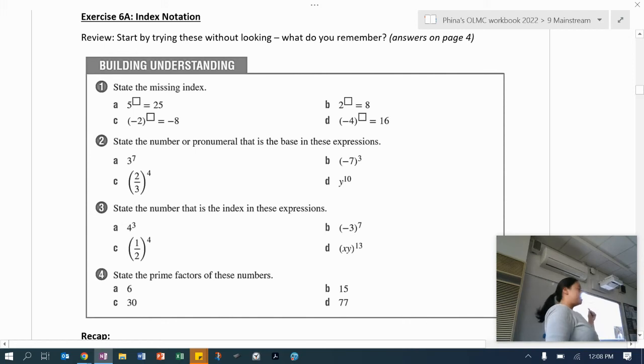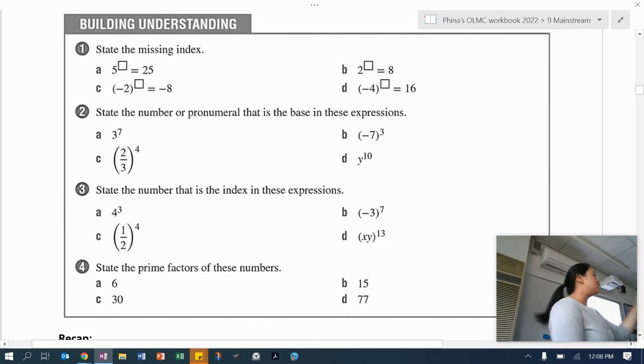We're going to just start by seeing what you know. With indices, we're talking about things with powers. So we're just going to start by filling these in. Let's just see what you can do and what you can't do, and then we'll go from there. So here, question 1, it says state the missing index. So the index is the power.